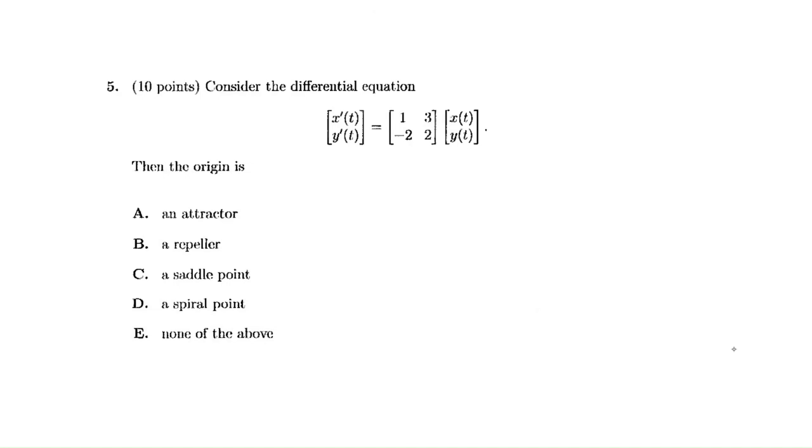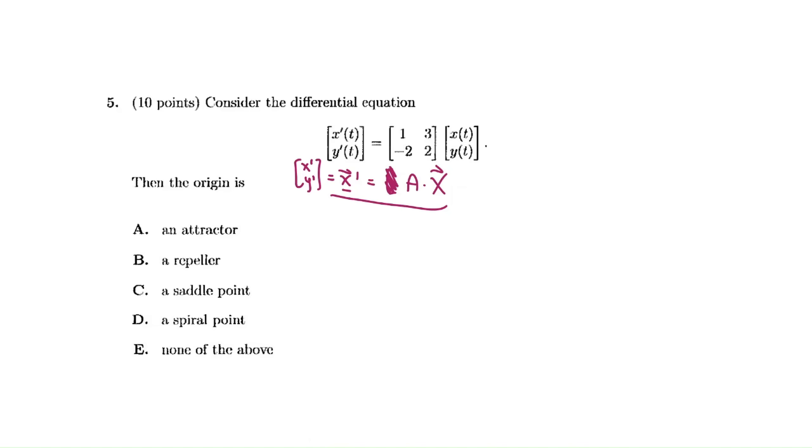Okay, so in this problem, we have a differential equation, and we want to figure out what kind of point the origin is. So here you can see that we can write this giant matrix as X prime, where X is x and y, so this is like a big X. And this is equal to what I'll call this matrix A, so A times big X. And so as you can see, this is just a differential equation. And we want to figure out what kind of point the origin is, we want to find the eigenvalues, because that will give us information about what kind of point it is.